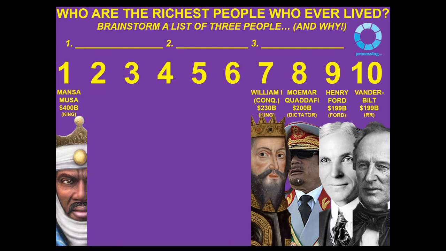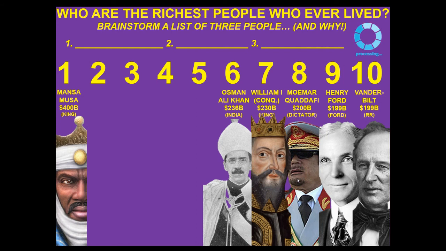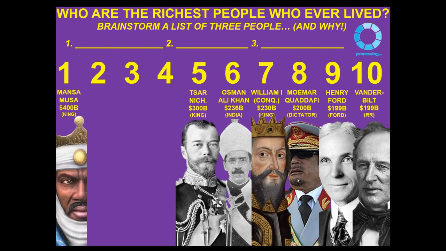William the Conqueror, who eventually conquered the Kingdom of England and took it away from the Anglo-Saxons, around 1066 AD, is worth about $230 billion as he becomes the first king of England. Osman Ali Khan, one of the early rulers of India, 236 billion. Tsar Nicholas, the last czar of the Russian Empire before he and his family were executed by the communist revolutionaries, worth about 300 billion.